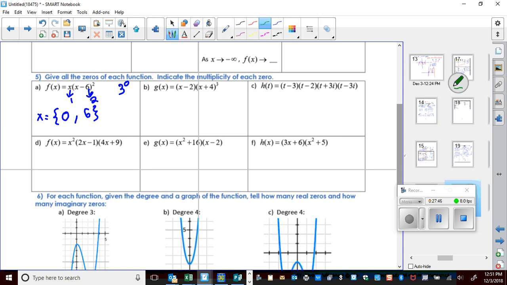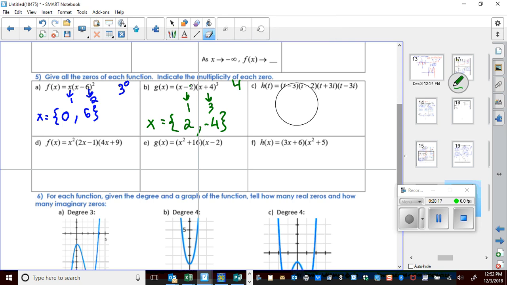For the next one, this is a fourth-degree polynomial. Multiplicity of 2 is 1. Multiplicity of 4 is 3. So the zeros will be the opposites. So here, for 2, multiplicity of 1. And for 4, or negative 4 actually, it's a multiplicity of 3 because that quantity is cubed.